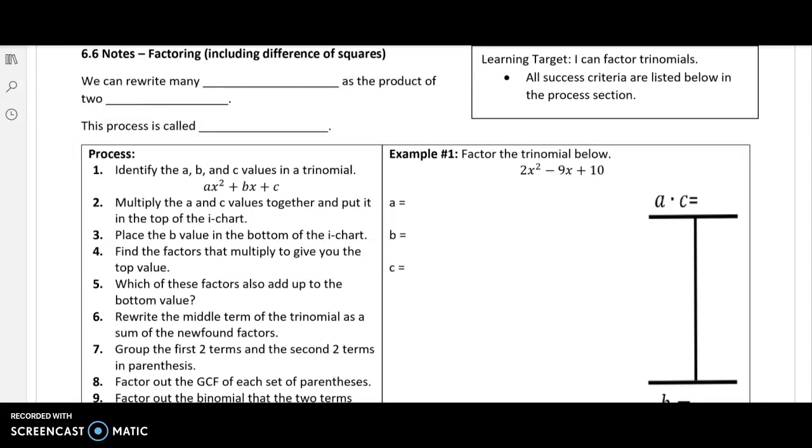We can rewrite many trinomials. Now remember, a trinomial, tri means three, like a tricycle has three wheels. It is an expression that has three terms. Okay, and you can see an example of one right here, 2x squared minus 9x plus 10. There are three separate terms. Now we can rewrite those as a product of two binomials.